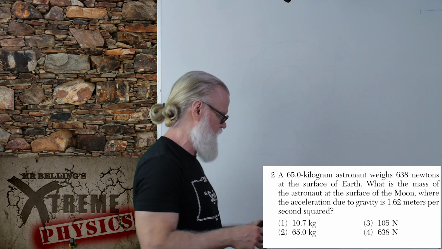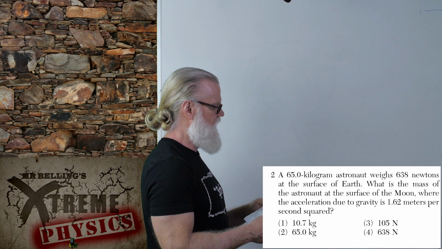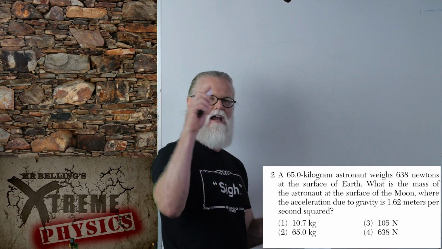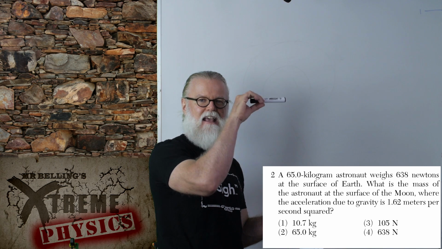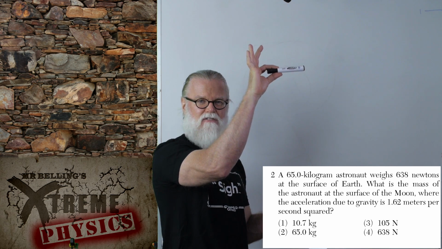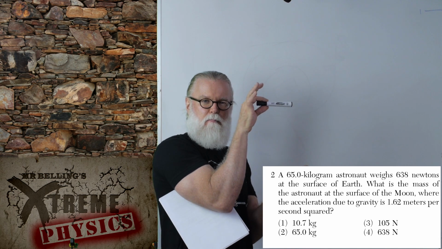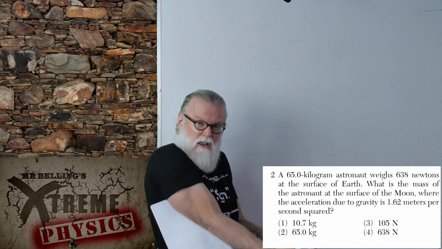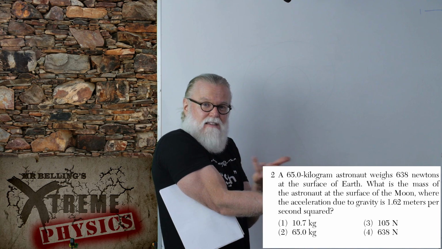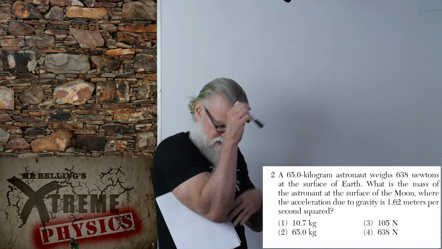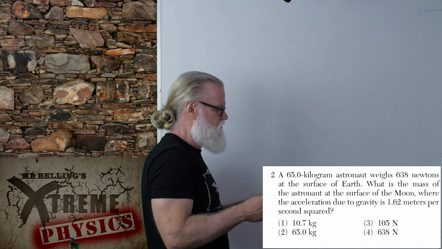Mass is how much stuff something has. And this astronaut had 65 kilograms of stuff, just like this marker has a certain amount of stuff in it. If I take this anywhere in the universe, it will have the same amount of stuff. Whether it pulls down the same amount on my hand depends on its weight. Weight is the pull, and mass is the stuff, right? So it has the same amount of stuff.